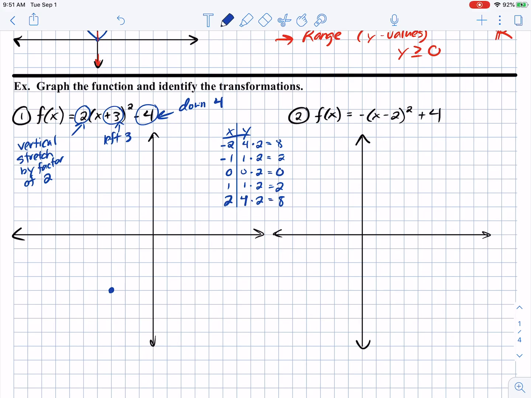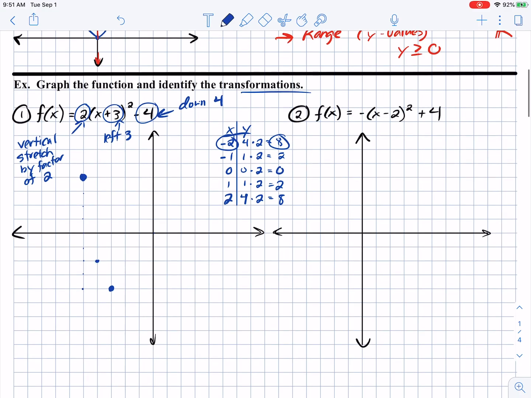When you're graphing using transformations, just keep in mind that this input and this output, that's not -2, 8 from the origin. Instead, it's -2, 8 from your vertex. So we would go left 2 and then up 1, 2, 3, 4, 5, 6, 7, 8. So there's your -2, 8. Here's your -1, 2, +1, 2, and +2, 8. And there's our quadratic function. As you can see, it's been shifted left 3 down 4.